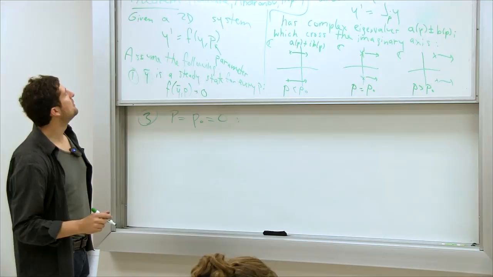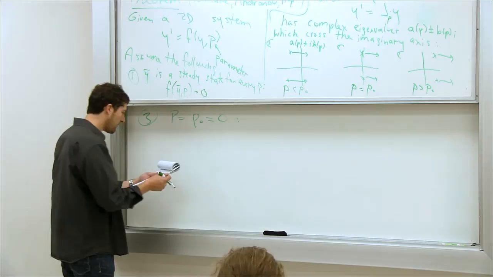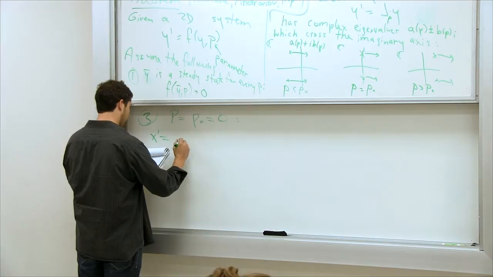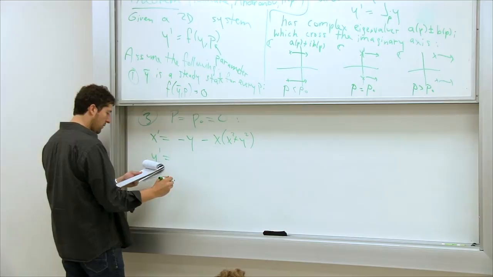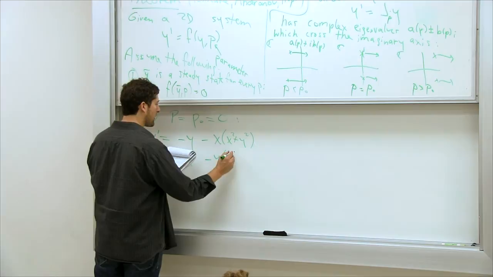What system do we have? Well, I just deleted it. So let me write down the system for P equal to P0. x prime equals minus y minus x times (x squared plus y squared). And y prime is equal to x minus y times (x squared plus y squared).